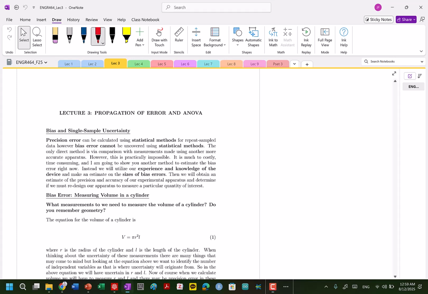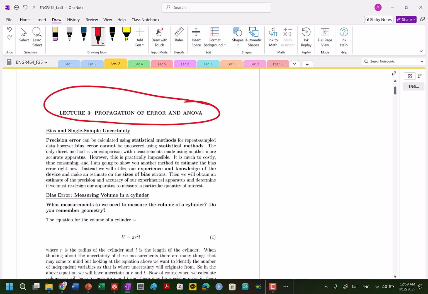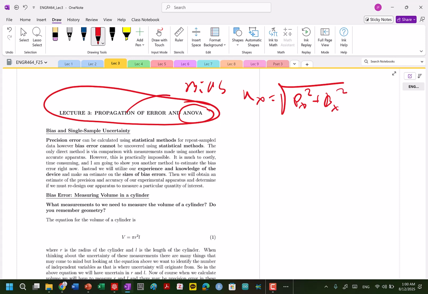Hi everyone, we are back and we are going to deal with propagation of error, specifically dealing with bias error, and then we're going to do ANOVA analysis in this lecture. So previously we said the total uncertainty of any measurand x is going to be equal to the square root of precision error squared plus my bias error in that measurand squared.